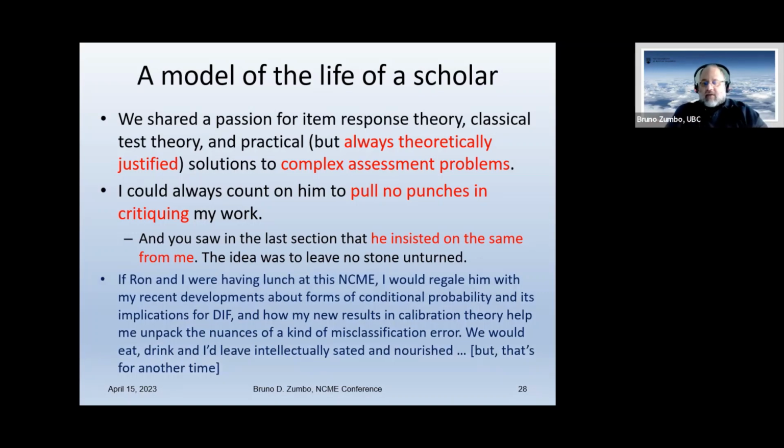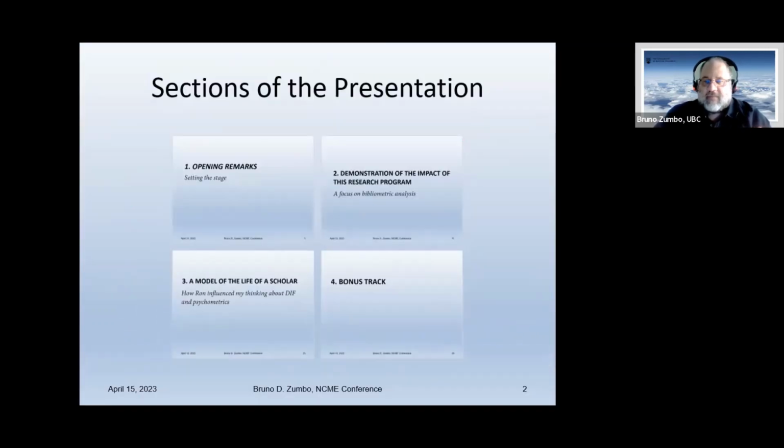In fact, Ron and I were having lunch at NCME. Now, I would regale him with my recent developments about forms of conditional probability and its implications for DIF. He loved very arcane, sort of esoteric mathematical ideas. And he loved to talk about their implications for modern psychometrics. One of the problems that we shared in common was DIF, and how my new results in calibration theory helped me unpack the nuances of a kind of misclassification error. We would eat, drink, and I'd leave intellectually sated, nourished, but that's left for another time.